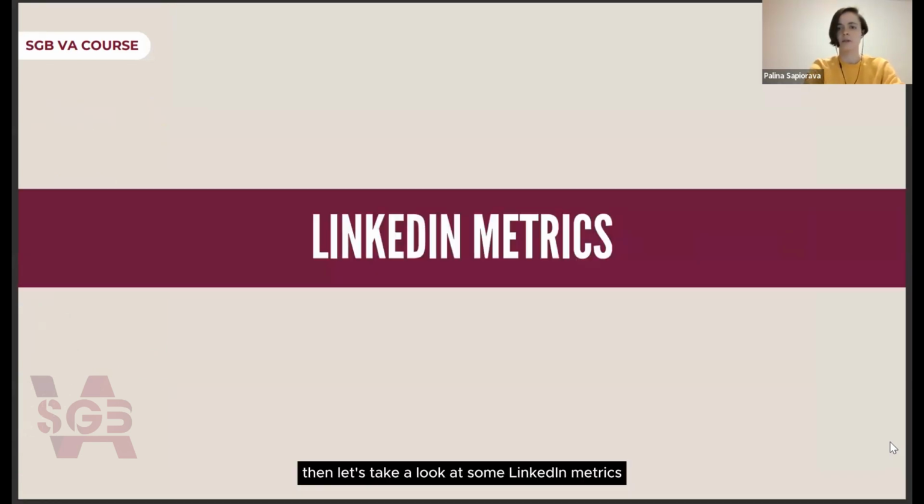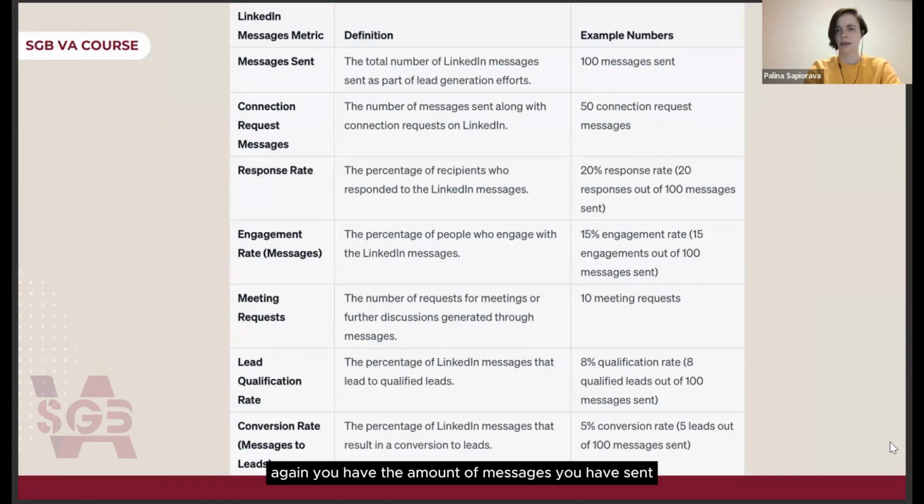Then let's take a look at some LinkedIn metrics. Again, you have the number of messages you have sent, usually connection requests. Then there is, of course, very important data: how many connection request messages were accepted.